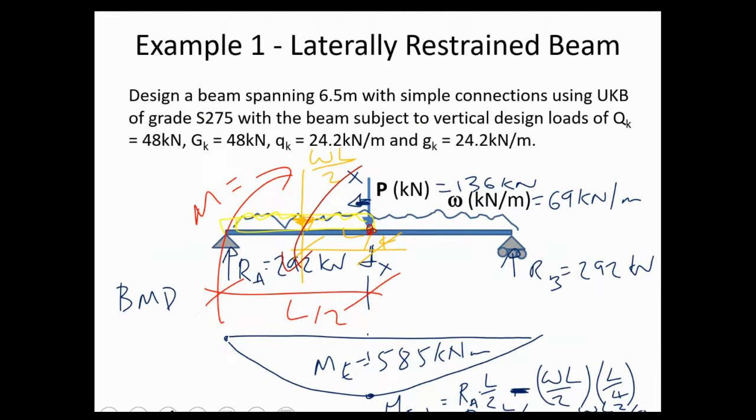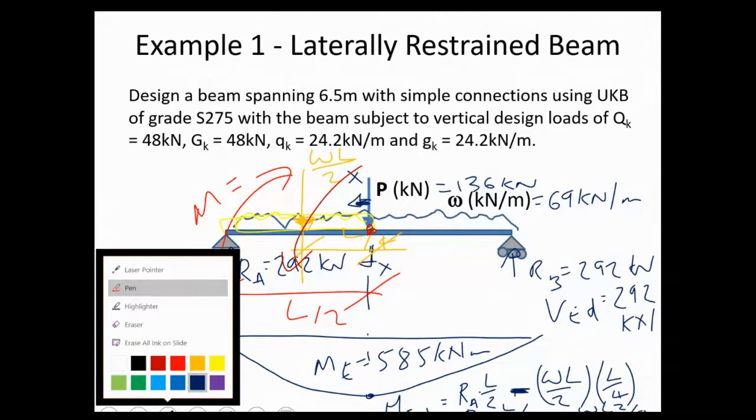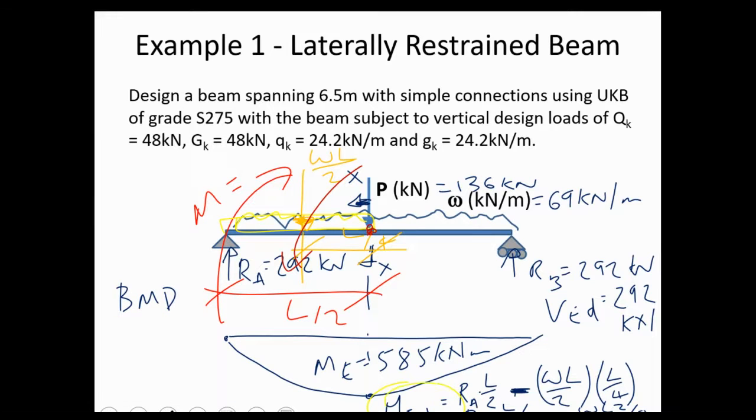So we know what the moment is, 585 kilonewton meters, to design for. We know what the shear force is. So the shear force VED that we're going to design for, the maximum shear force from our shear force diagram, was 292 kilonewtons, which is close to the supports. So how are we going to pick the section size? We know typically in a beam like this, the moment is driving the design. So if we can use the moment, or the demand on the section, to try and estimate what size section we might need to withstand that moment.